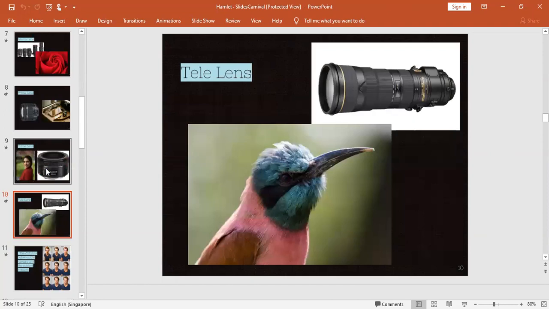And tele lenses. As you see in the picture in the presentation, that shows a bird which is rare. Even the people in this class might not have seen this bird before. But the cameraman, with a tele lens on the camera, makes it visible.